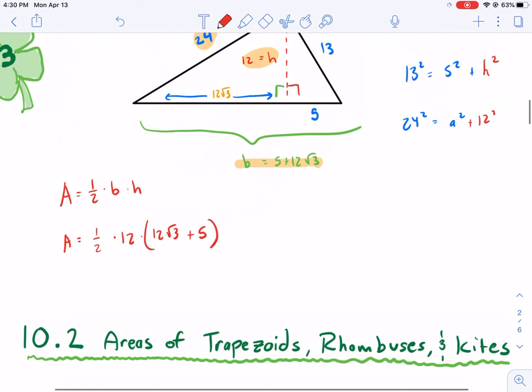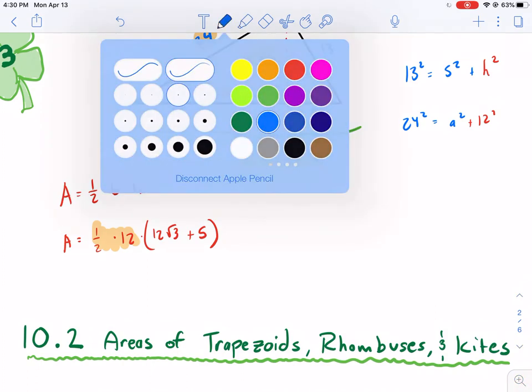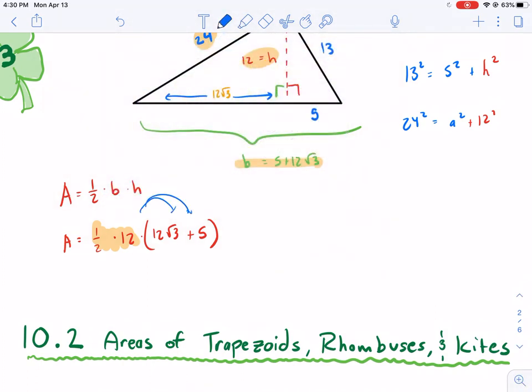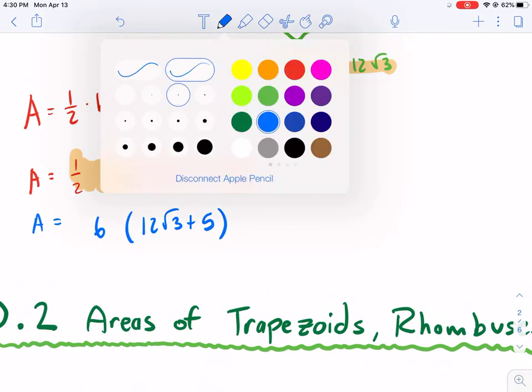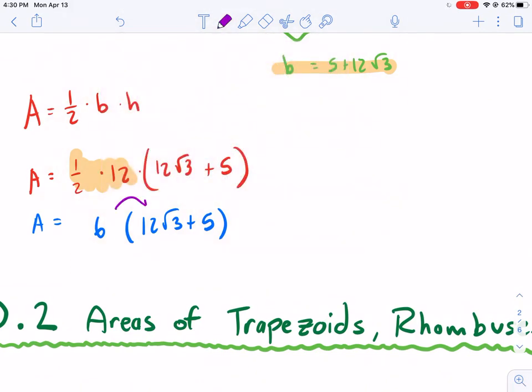Okay, so the first thing, I got a lot going on here. The first thing I'm going to do is combine this multiplication out in front. I know you are responsible for distributing, but we can distribute after we multiply these two numbers. That's okay. That's within the rules. So we get area equals, I changed to blue, 6 times 12 radical 3 plus 5. Okay, now I need to distribute. So I'm going to distribute with purple. Sorry, that one didn't reach the 5.